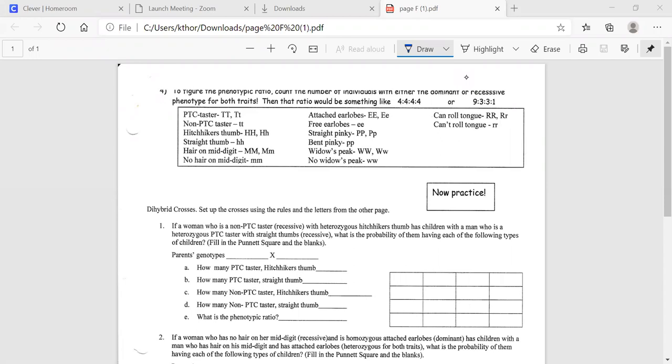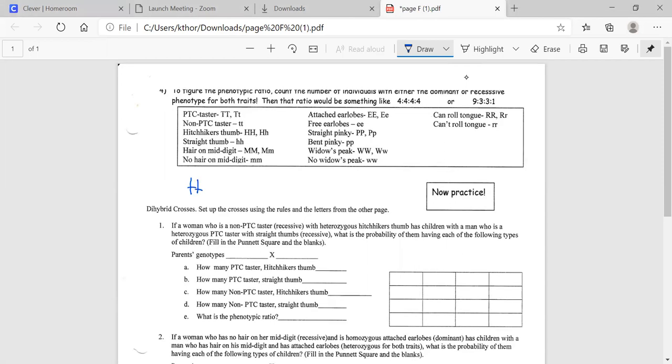A woman who is a non-PTC taster, recessive, with heterozygous hitchhiker's thumb. So here's the female. She's homozygous recessive for the taster, and she's heterozygous for hitchhiker's thumb. She has children with a man who is heterozygous for the taster and has straight thumbs. What is the probability of them having each of the following types of children? Fill in the Punnett square and the blanks.